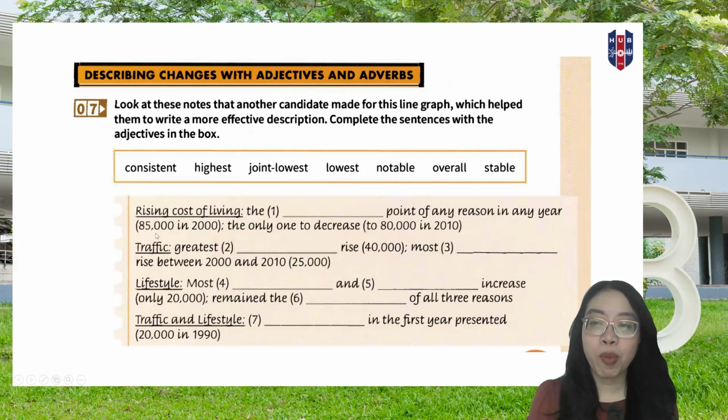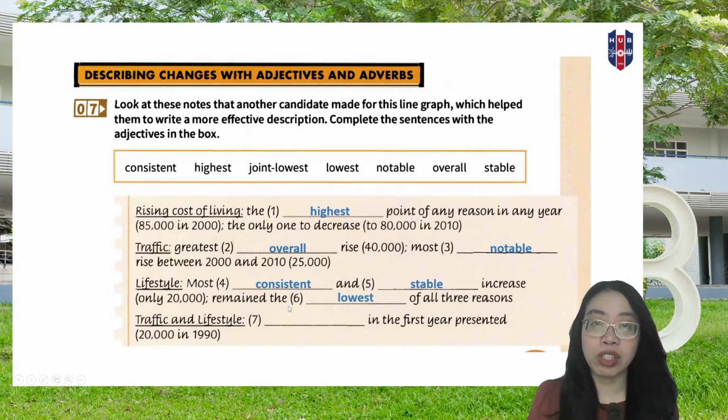Alright, so for number 1 in here, rising cost of living, the blah blah blah point. It should be the highest point, right? The highest point. For number 2, graded blah blah blah, right? So we should say the greatest overall, like general, the greatest overall, right? For number 3, most notable, right? And then for number 4, it should be lifestyle. It should be the most consistent, right? The most consistent and the most stable increase.